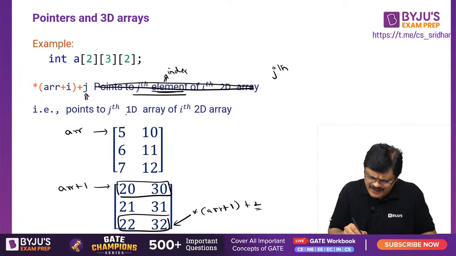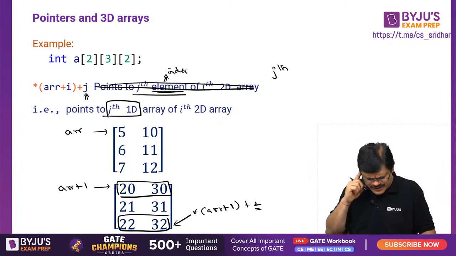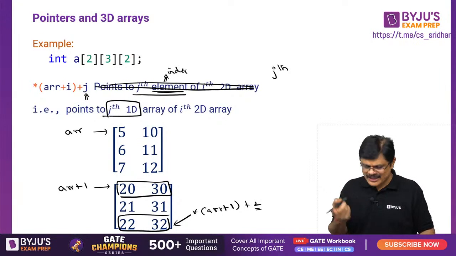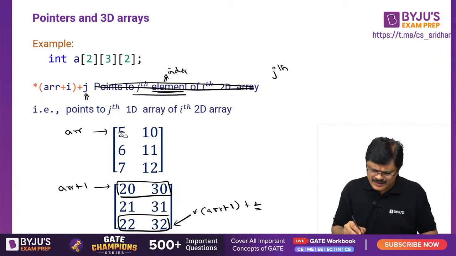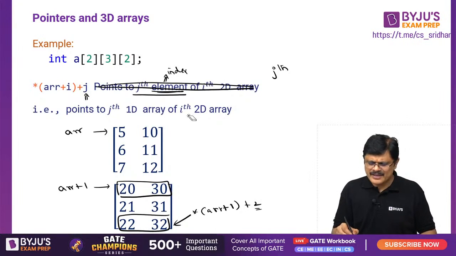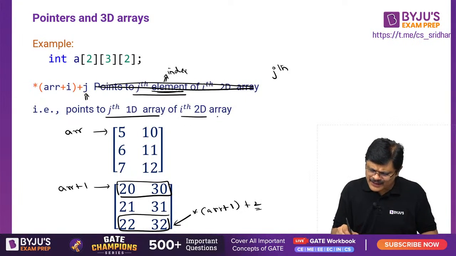Okay, second 1D array of first 2D array. Of course, you can say that. Second 1D array of first 2D array. Of course, you can say this. Am I clear? This is fine. Jth 1D array of ith 2D array. It's correct. Jth 1D array of ith 2D array.